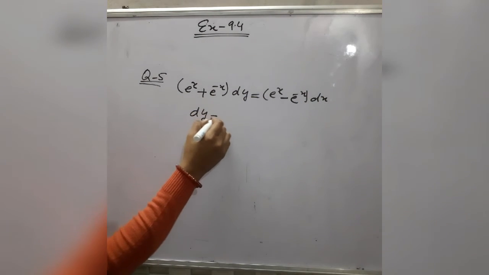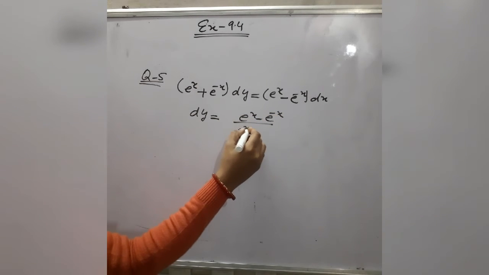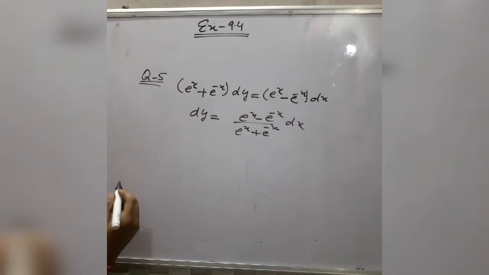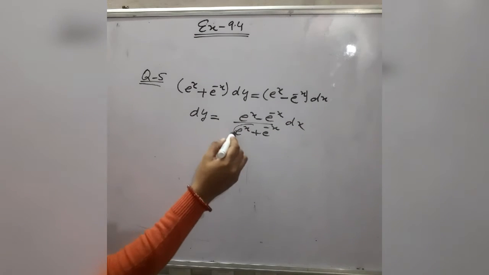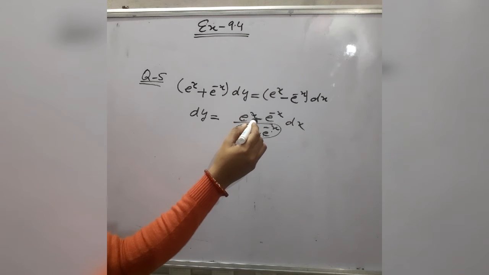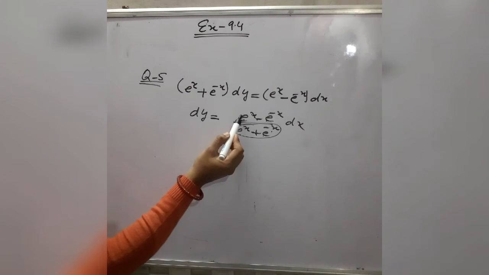Here dy is equal to (e^x minus e^(-x)) divided by (e^x plus e^(-x)) dx. If you see here, the derivative of e^x plus e^(-x) is e^x minus e^(-x). This is f(x), this is f'(x).